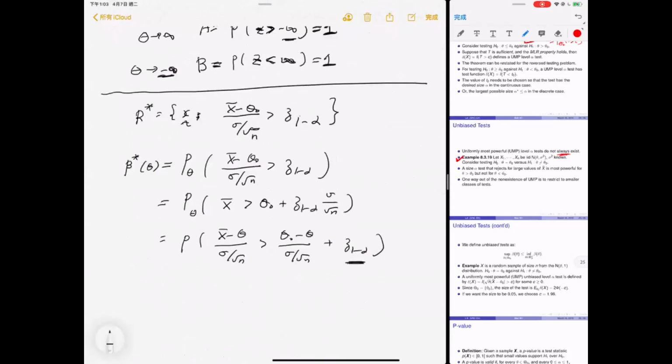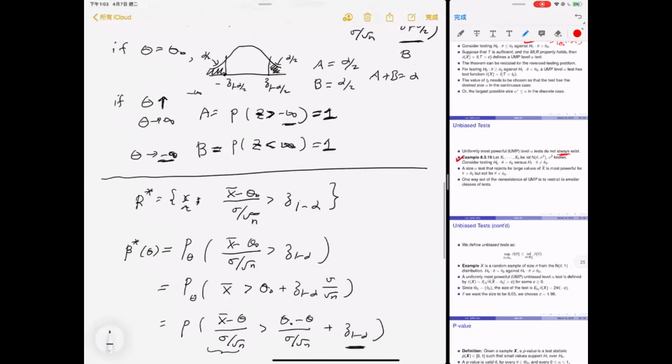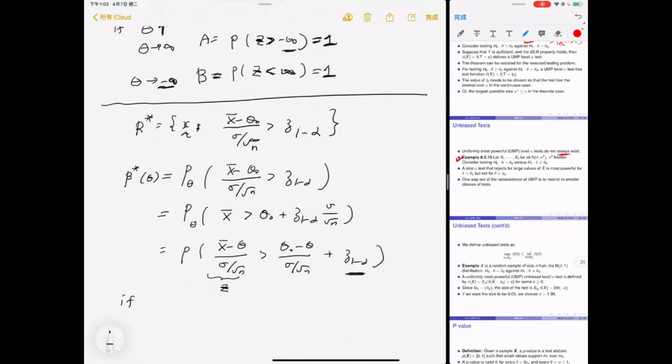Say I have that. I do know this guy is normal 0, 1 right here. Again, you'll do the same thing as the previous one. Under the null space, theta is theta 0, what is the size of my test? Again, you plug in theta 0. The first term right here is 0. So your power at theta naught becomes what? Z bigger than z 1 minus alpha.